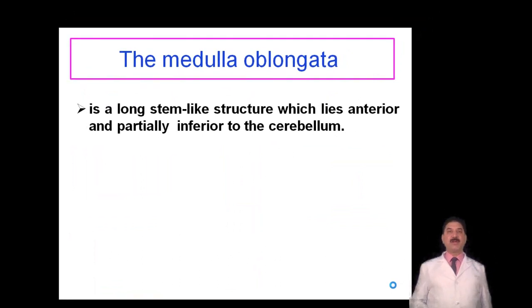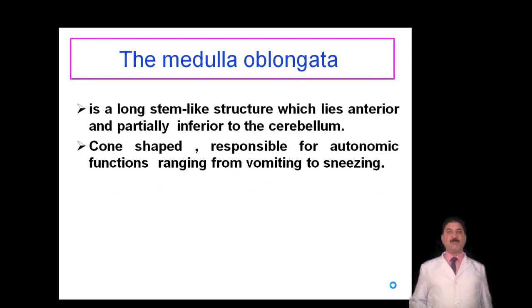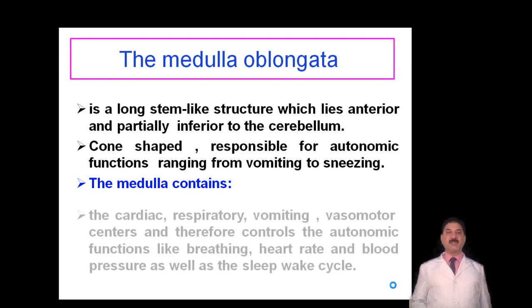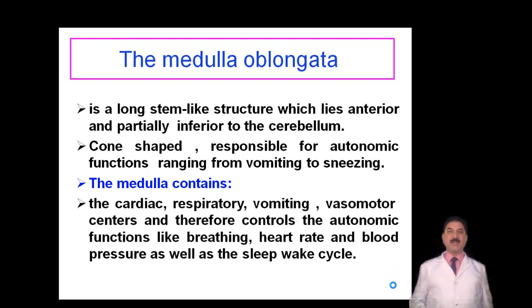Now coming to the medulla oblongata. Medulla oblongata is a long stem-like structure which lies posterior and partially inferior to cerebellum. It is cone-shaped, responsible for autonomic functions ranging from vomiting to sneezing. The medulla contains cardiac, respiratory, vomiting, vasomotor centers, and therefore controls the autonomic functions like breathing, heart rate, and blood pressure, as well as sleep-wake cycle.